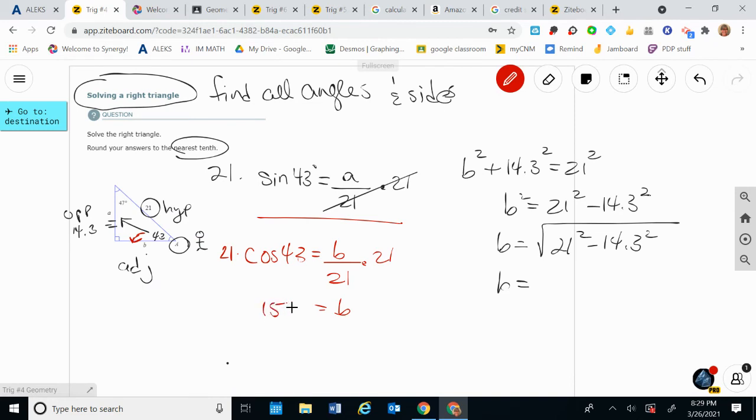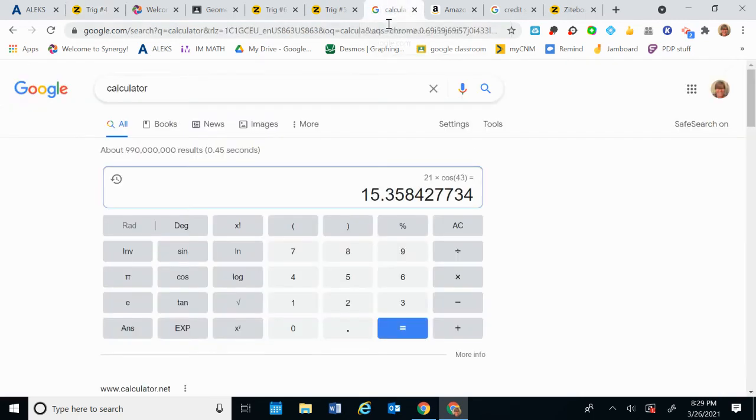I want to show you though, there's one thing that's interesting. So I find these sides with trig. When I do this one, it's 21 squared minus 14.3 squared. So let's do this. Square root of 21 squared. Wait.